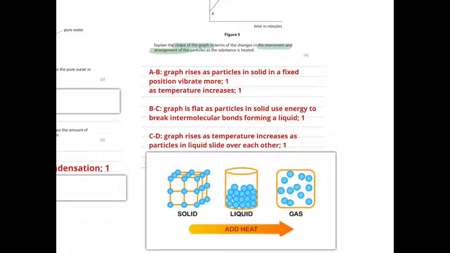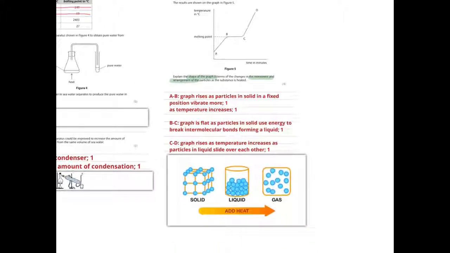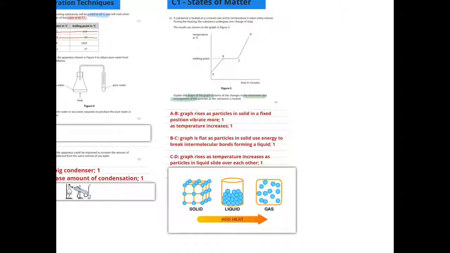This is actually going back to year 7 work, really. We're just describing the motion of these particles, slide over each other, fixed position, and we're just linking it to that graph. So it's actually quite an easy question, but quite a loaded one. You have to relate it to the graph at every point.